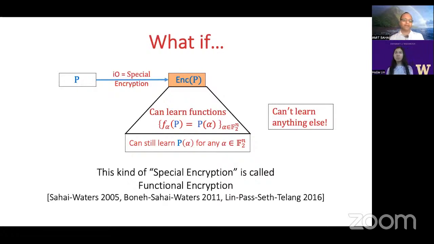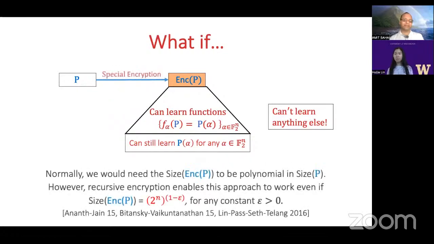Now, what's a barrier here? Well, there are two key barriers. One is about the size of the encryption. For us to be able to have this achieve the definition of I/O, we would need the size of this encryption to be polynomial in the size of the original program P.